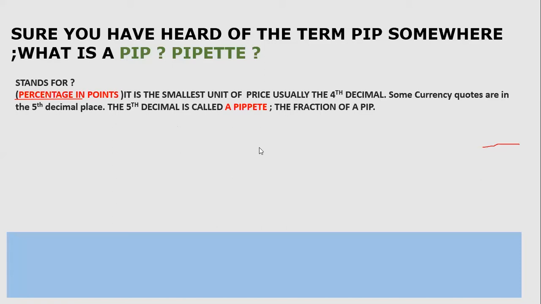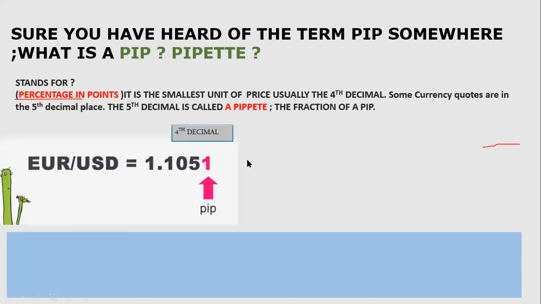So usually, when you see a currency code like this, Euro USD 1.1051, the fourth decimal place is called the pip.